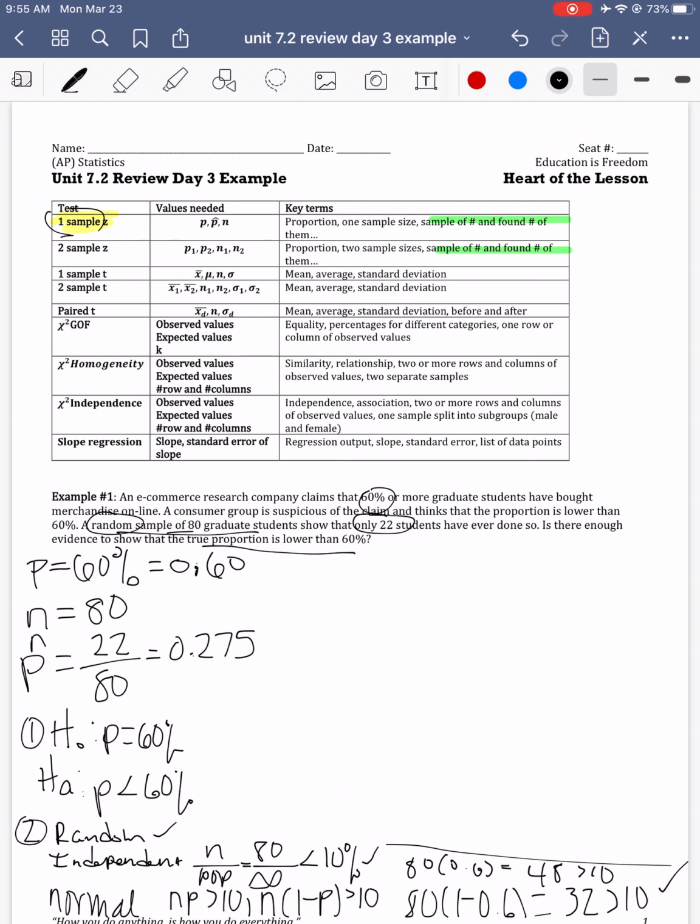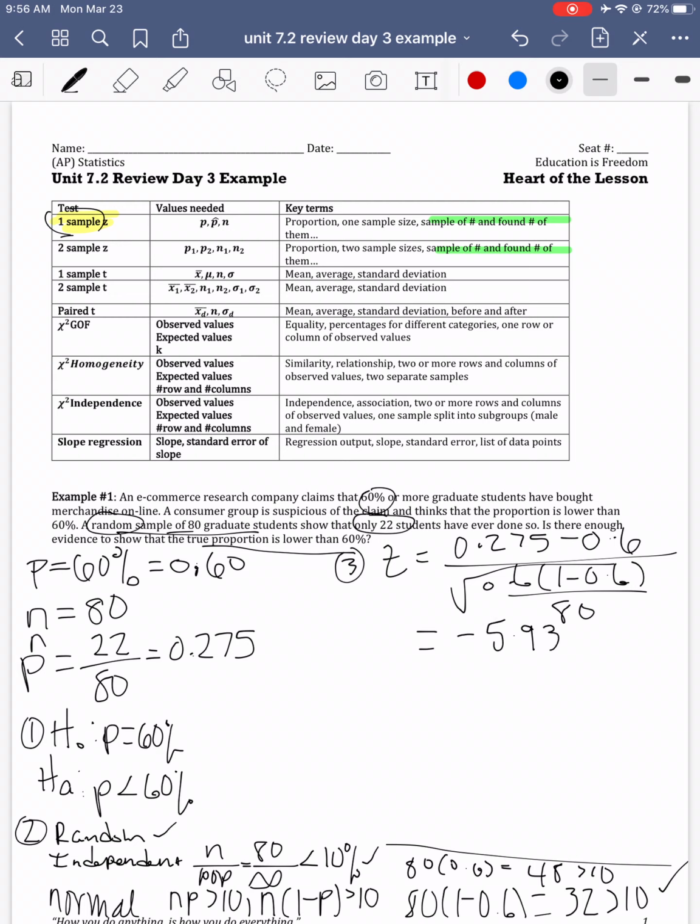So now I can go ahead and calculate my test statistic. So step 3 here, we have z is equal to our statistic, so our p hat, 0.275, minus our parameter, 0.6, all over. And then again, in my denominator, I need to be very clear here. This is where we use our p, not p hat. If we have p, we should use it. So the denominator needs to be the square root of 0.6 times 1 minus 0.6 over 80. And then that's going to give me negative 5.93.